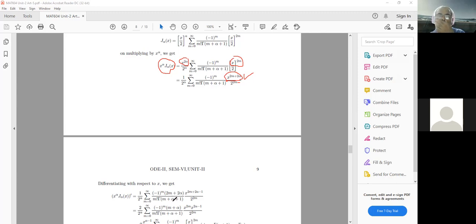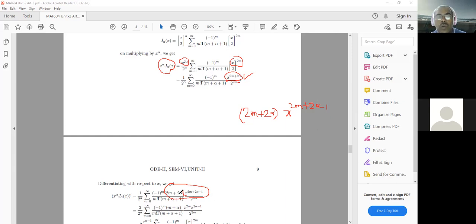We take the derivative term by term. What is the derivative of x to the power 2m plus 2 alpha? This is 2m plus 2 alpha, the factor we take, and the exponent we take as it is, so x to the power 2m plus 2 alpha minus 1. This is the derivative. We have written the whole thing here, this is the derivative of x to the power 2m plus 2 alpha, and then we simplify further.